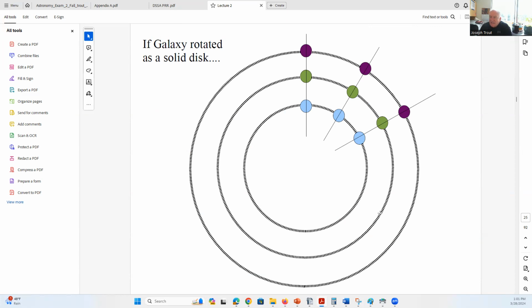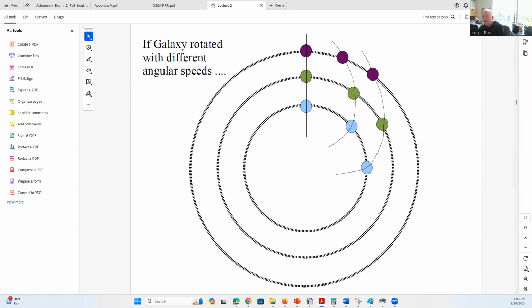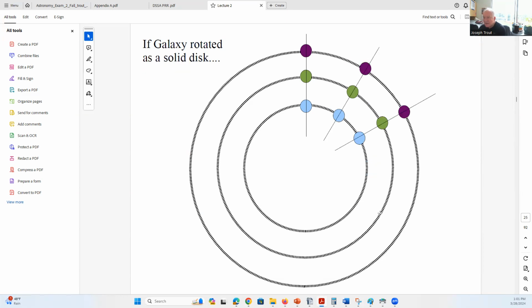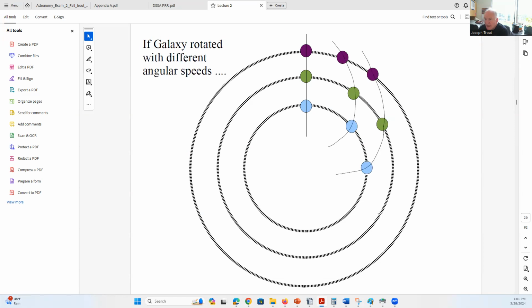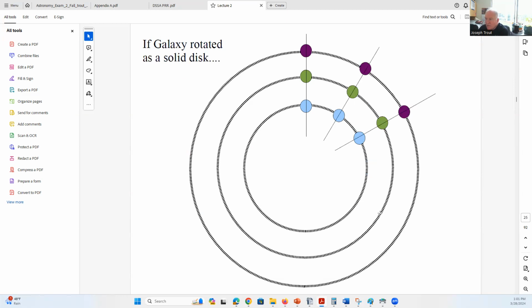So why is the galaxy in a spiral shape, right? We don't think it's that the galaxy is rotating at different speeds and winding up, right? If the galaxy rotated as a solid disk, it would just keep moving like this. But if the galaxy rotated at different speeds, those spiral arms would start to bend. I'm sorry, those radial arms would start to bend.